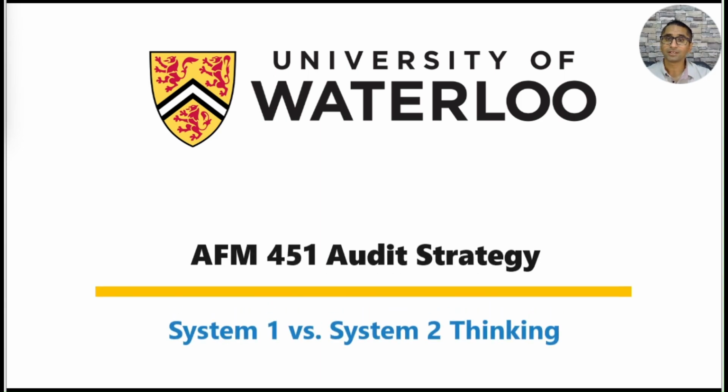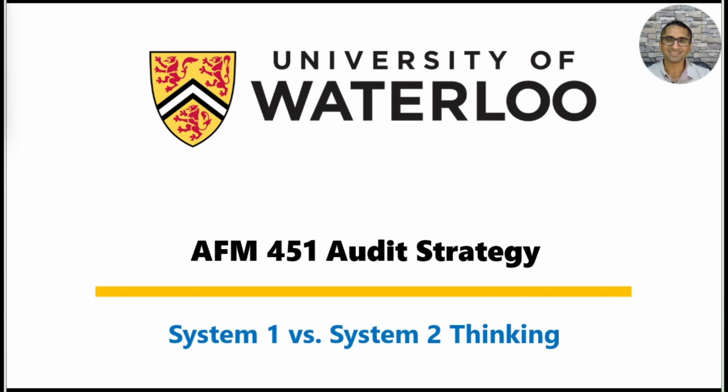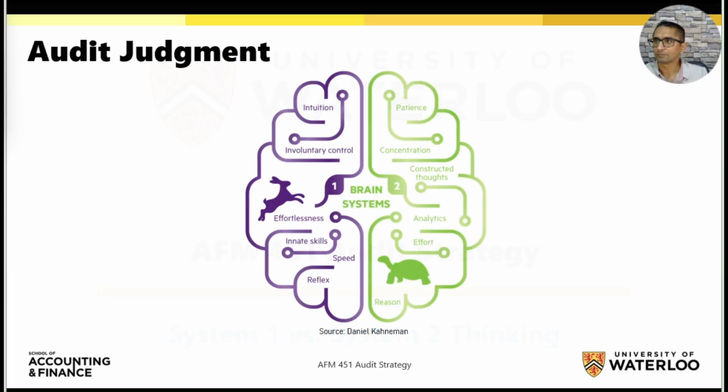This video builds directly on our discussion of cognitive biases by explaining how professional judgment is shaped by two cognitive systems, System 1 and System 2 thinking. Now, as we know, auditing is fundamentally a judgment discipline. Standards provide structure, evidence provides input, but conclusions depend on how we process information. Cognitive biases arise because of how our brain operates. To manage bias, we must understand the architecture of judgment itself.